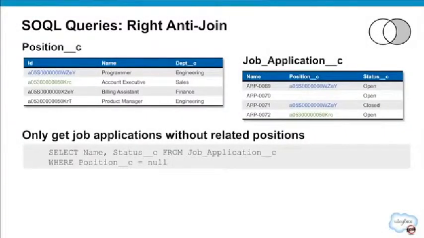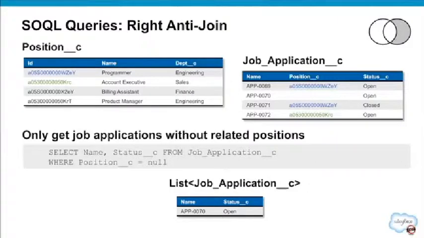Now if we do this with the anti-join, we only want to get job applications that don't have related positions. Once again, this one's pretty straightforward. We're just going to select from the job application where the position field is null. So in this case, we get back a list of job applications and only app 70.